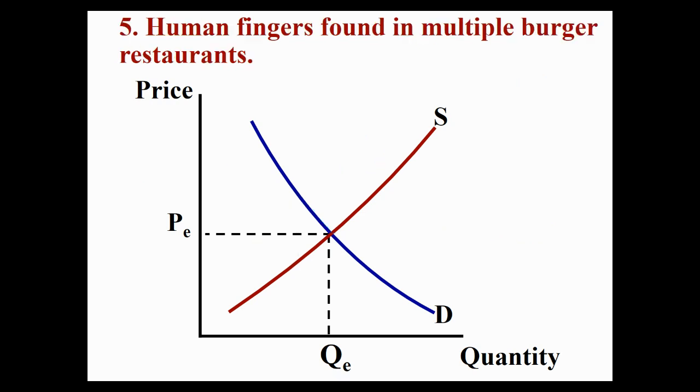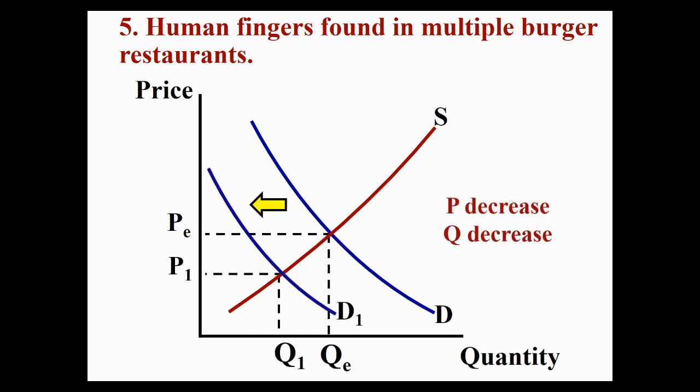Let's take a look at the next one. Human fingers found in multiple burger restaurants. Are you going to want to go out and buy a hamburger if fingers are being found in burgers? Probably not. I bet you that would fall under demand, under tastes, fads, and preferences. So that'd be a decrease in demand. And there it is, a decrease in demand and a decrease in quantity supplied. We slid down the supply curve. We see that decrease in price and that decrease in equilibrium quantity. Once again, there's a bunch of samples in your booklet, but you need to practice, practice, practice.